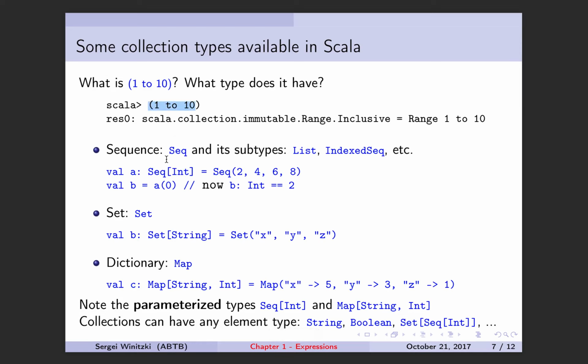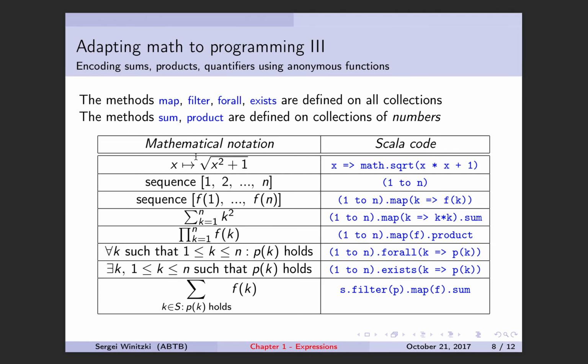This is an example of a Scala collection. I explain different kinds of collections, such as sequences, sets, maps, and also how the types of collections are written. And here's a summary of different ways that mathematical formulas are represented using code in Scala syntax, or more generally in functional programming. And the most important part here is that mathematical notation, first of all, is more or less translated literally and syntactically into code.